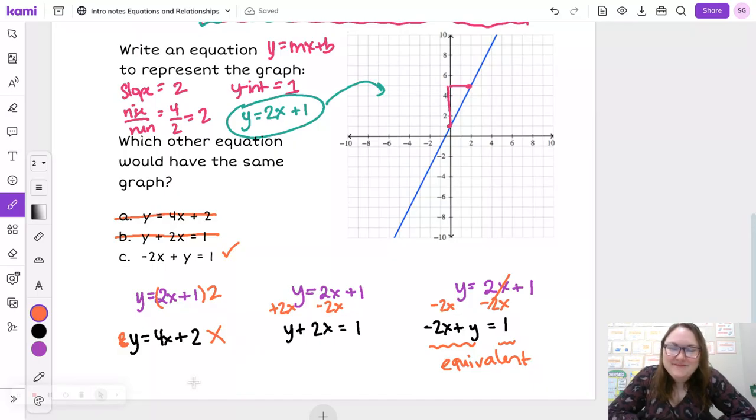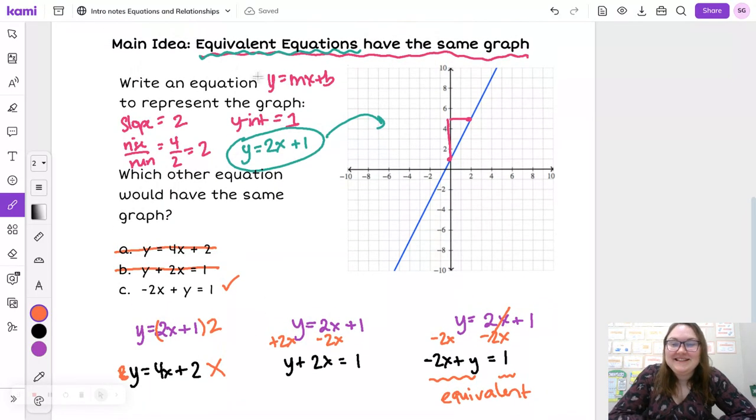We're going to be looking at more examples of this today and using this big idea that if the equations are equivalent, they would have the same graph.